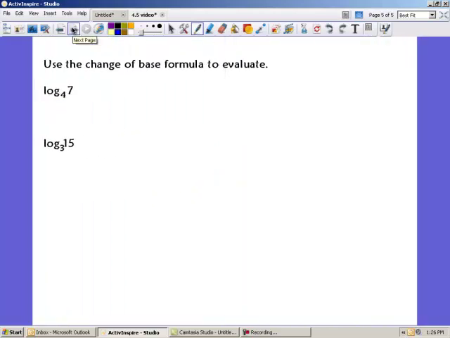And the last thing is very simple. We've already learned the change of base formula. So just remember, it's always this number over this small little base. So if we're just doing this, it would be the log of 7 divided by the log of 4. And when you punch that into your calculator, it comes out to 1.404.